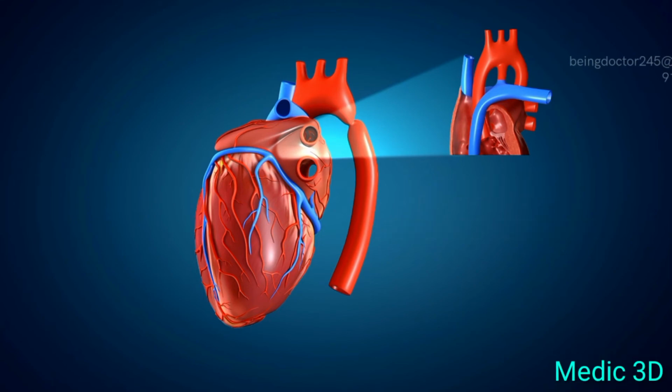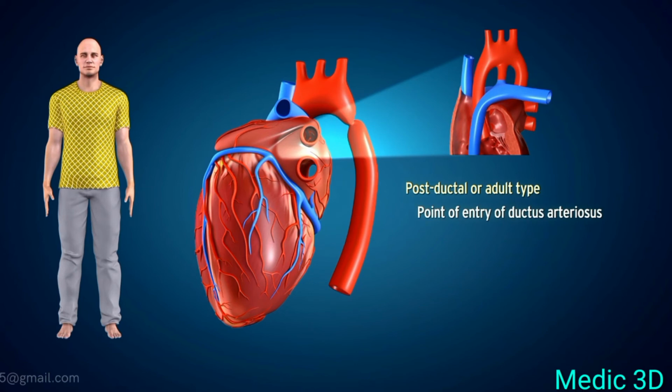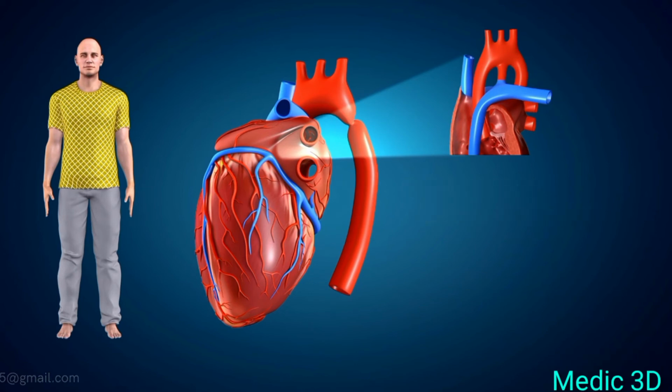Morphological features. Postductal or adult type. Here the obstruction is distal to the point of entry of the ductus arteriosus, which is closed. In the places where stenosis is present, the aortic segment is drawn in as if a stitch is tied around it. There is dilation of aorta on either side of the constriction. It is recognized in adulthood.